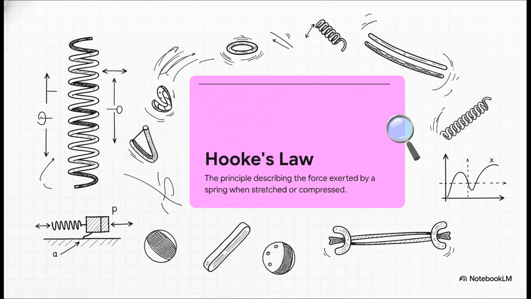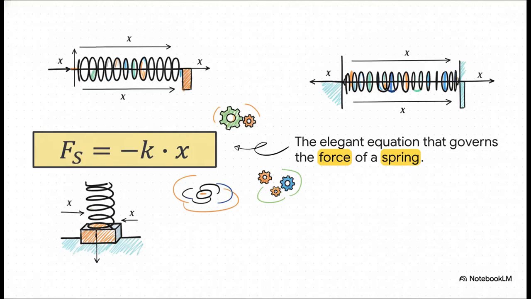And that principle? It's called Hooke's Law. This is the absolute cornerstone for understanding not just springs, but elasticity in all kinds of materials. It tells us, with amazing precision, exactly how much force a spring is going to exert when you stretch it or squash it. At the very heart of Hooke's law is this beautiful little equation. Fs equals negative k times x. Now, I know it looks simple, but trust me, every single piece here tells a crucial part of the story. So let's break it down piece by piece.